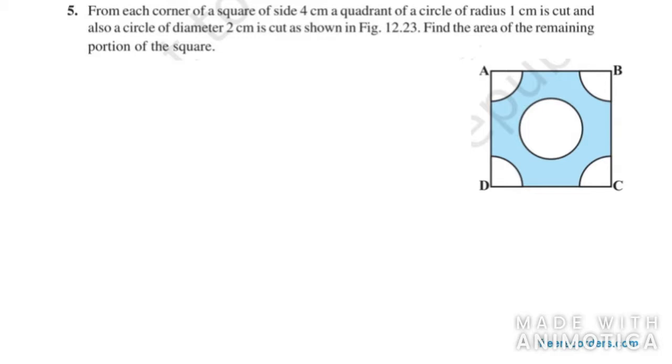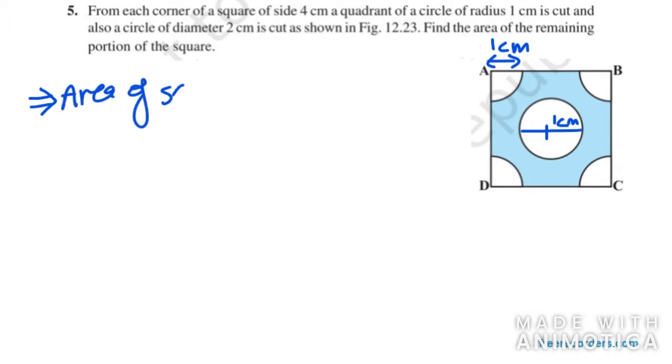So, the diameter for this circle is given as 2 cm. That means the radius is 1 cm. And the corner circles are actually radius of 1 centimeter again. Now, in this case, we need to find the area of the remaining portion of the square. So first of all, you need to calculate the area of the square.